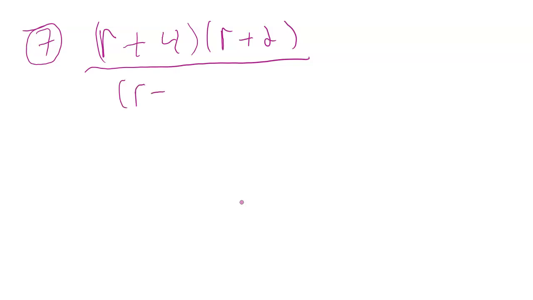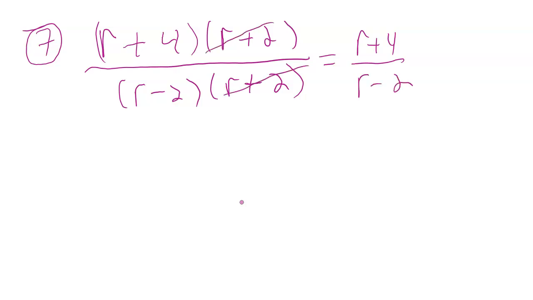I'll do 1,000 problems. All right, factoring at the top, r plus 4 times r plus 2. On the bottom, r minus 2, r plus 2. This is r plus 4 over r minus 2. These will reduce. And I don't know. Just pick multiple choice. This looks like a B to me. Yep.